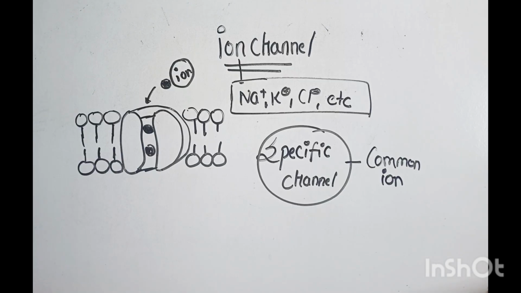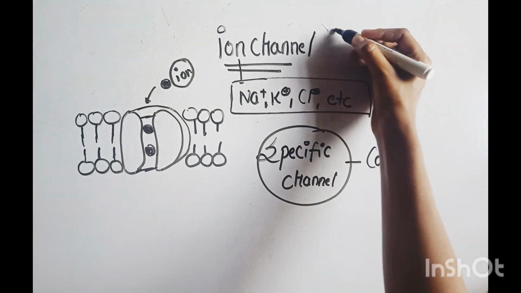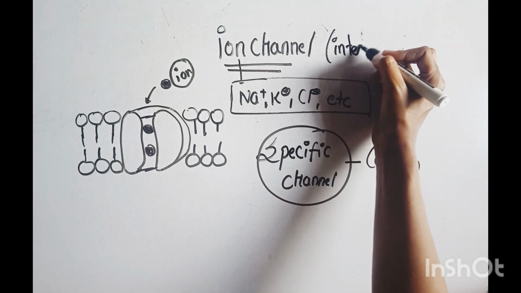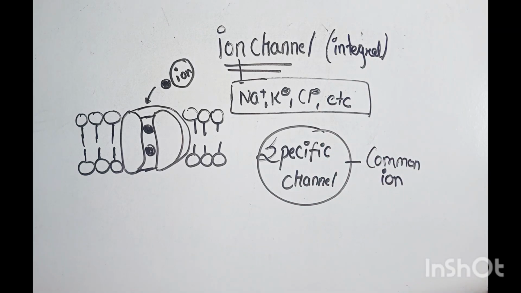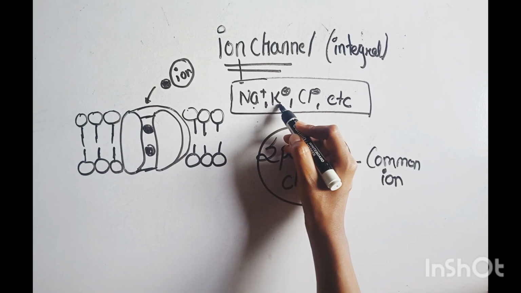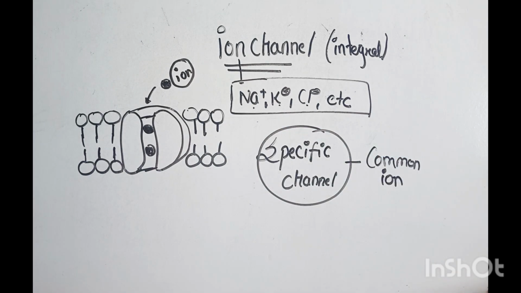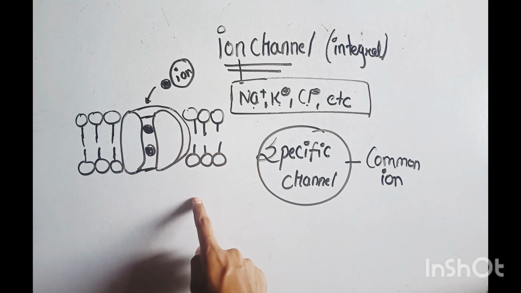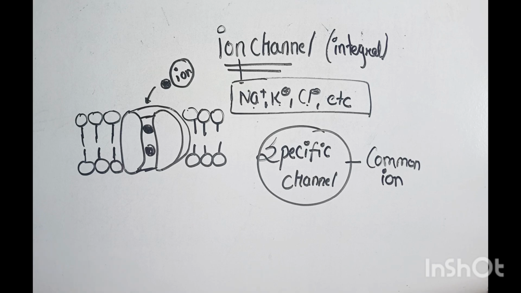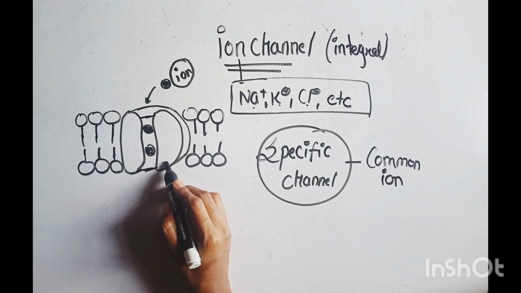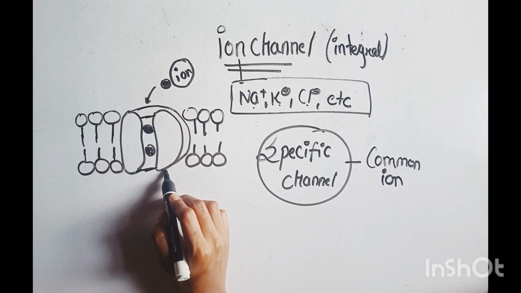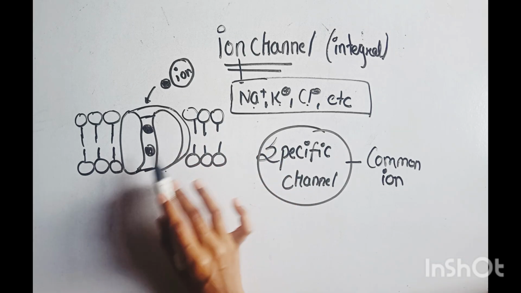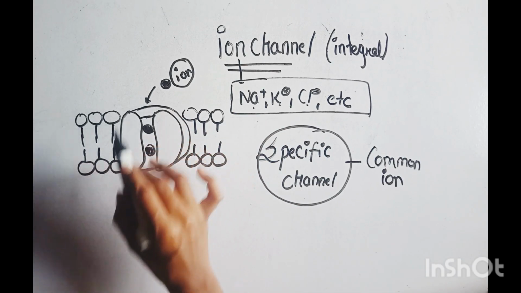The first function of the membrane protein is that it acts like an ion channel. Ion channels are mainly integral proteins. What is an ion? Ion means sodium ion, potassium ion, chloride ion, calcium, magnesium. There are so many ions present in our bodies, and they enter and exit the cell with the help of this channel. This is known as an ion channel.